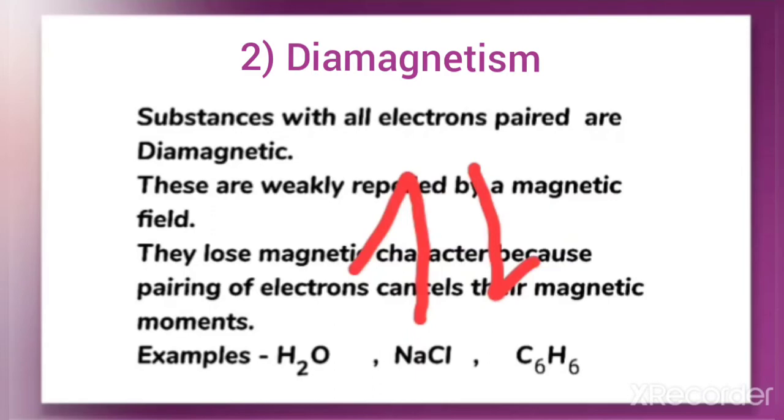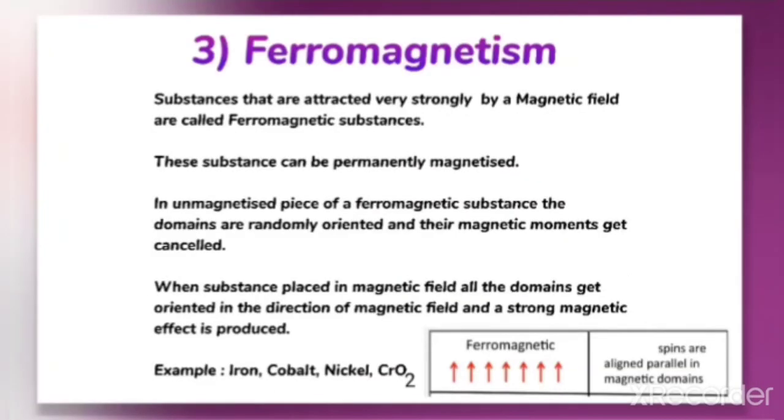The examples of diamagnetic substances are water, NaCl, C6H6. So these are the examples of diamagnetic substances. The next one is ferromagnetism.